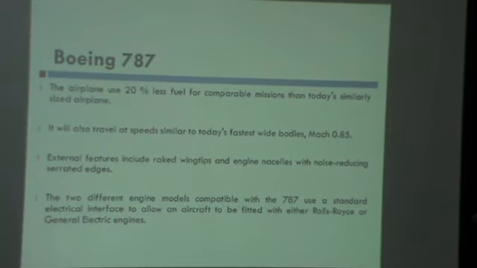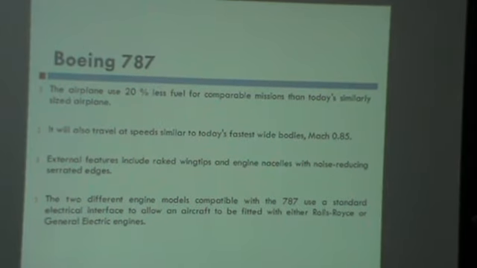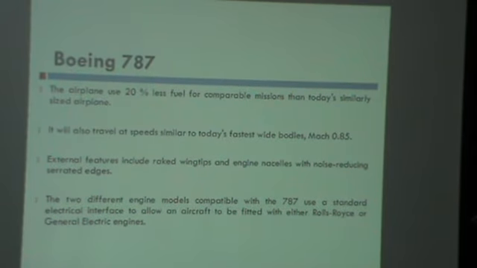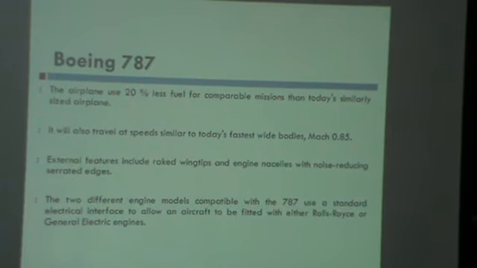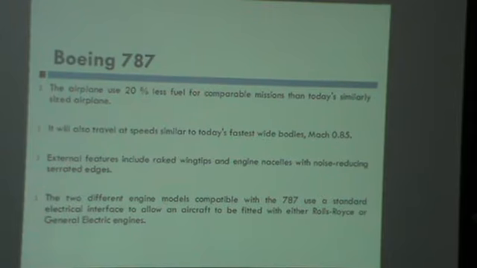So the two different engine models compatible with 787 use a standard electric interface. अब there are two different engine models जो कि एक standard interface से Boeing 787 में लग जाते हैं. तो Boeing 787 can use engine from Rolls-Royce और engine from GE. और वो सिंपल यही है कि आपने एक उतारा और दूसरा लगाया. That's it. So this is the level of sophistication or level of design optimization which they have achieved.